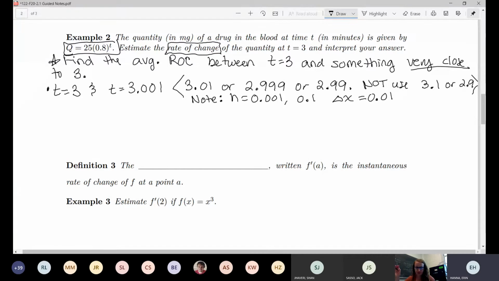Anyway, still haven't actually calculated yet. So you've got the two values that you're going to use. We're going to use these two, so you're going to find the average rate of change using those two values. We essentially want to find the Q value at 3.001 and then the Q value at 3, and then subtract, 3.001 minus 3.